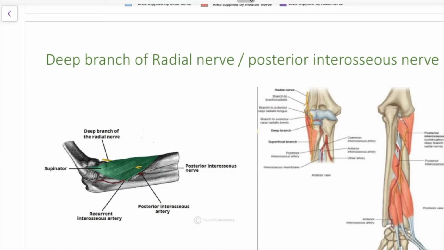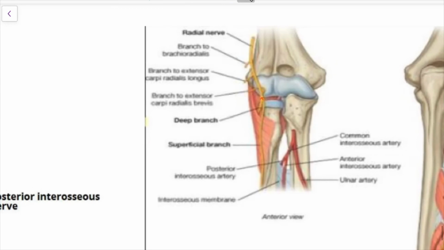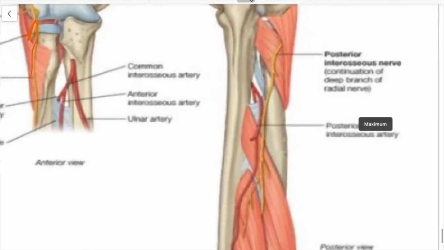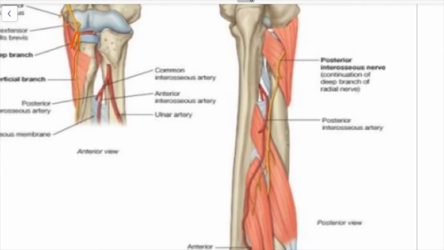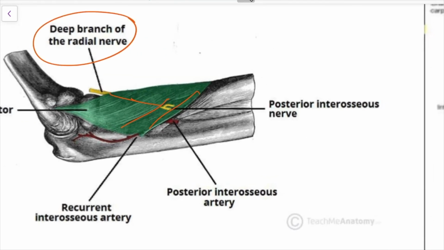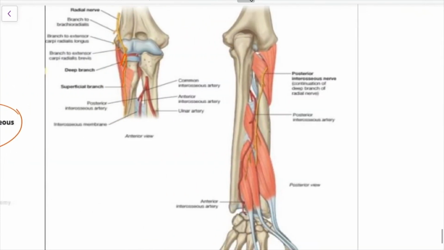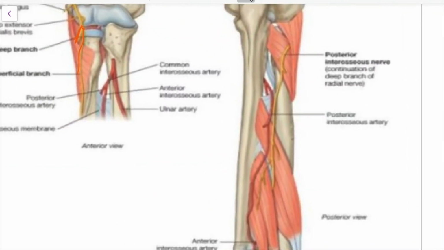Now we go to the deep branch of radial nerve. Again, from the cubital fossa, the radial nerve terminates and gives deep branch and superficial branch. So the deep branch pierces the supinator muscle between the two planes of its fibers to appear at the back of the forearm. So once it leaves the supinator, it will be called posterior interosseous nerve. So it will appear at the back of the forearm.